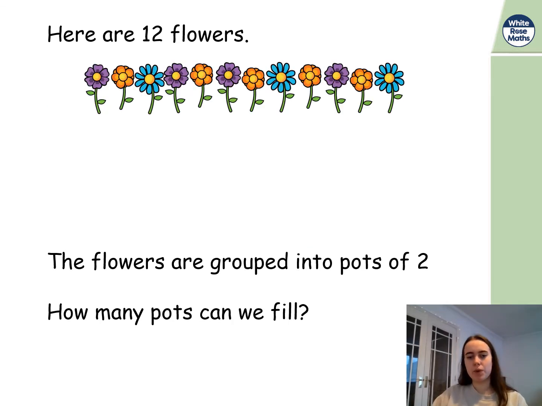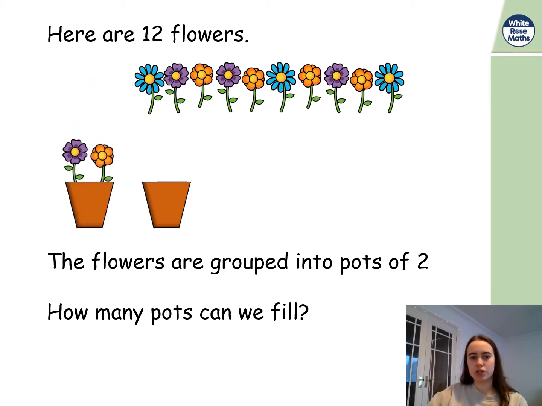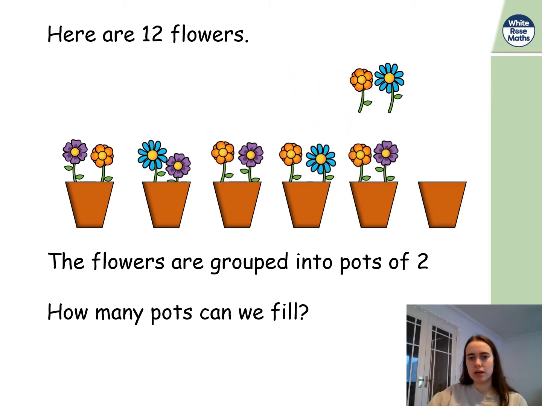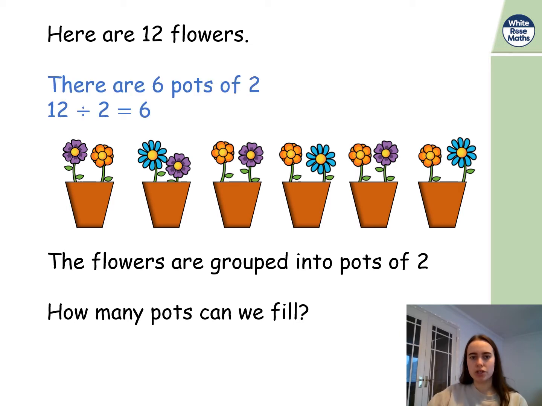Okay, and this time we are going to group the flowers into 2's. So there's 2, 4, 6, 8, 10, 12. How many groups do we have when we group 12 into 2's? So there are 6 pots of 2. That was the same as what we did last time. Rather than sharing into 2 groups, this time we have grouped them into 2. So 12 divided by 2 equals 6, because we've got 6 pots.